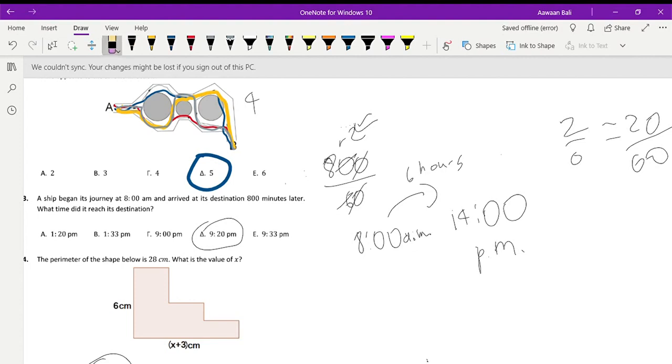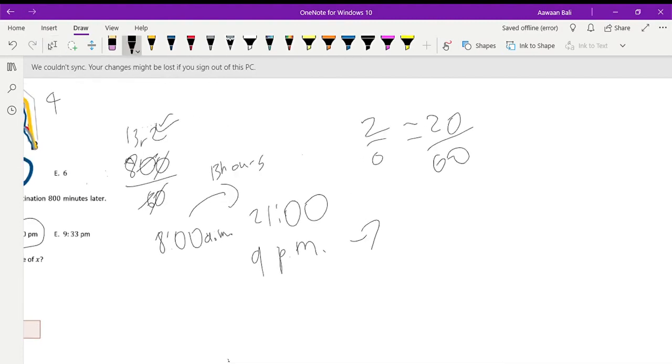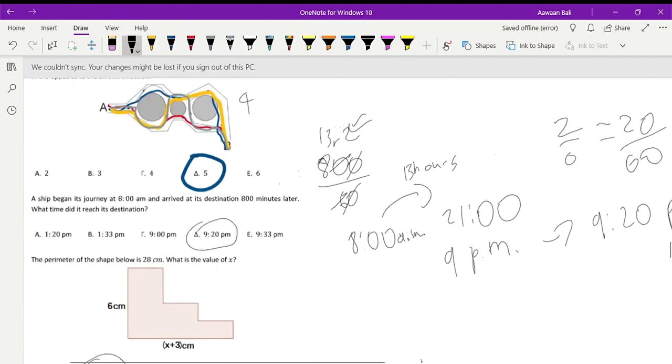Oh, sorry, I made a mistake here. So there's 13 hours. Oh, okay, so then we get 21 minus 12 is 9 p.m. and then you add the 20 minutes, 9:20 p.m. Therefore the answer is 9:20 p.m.